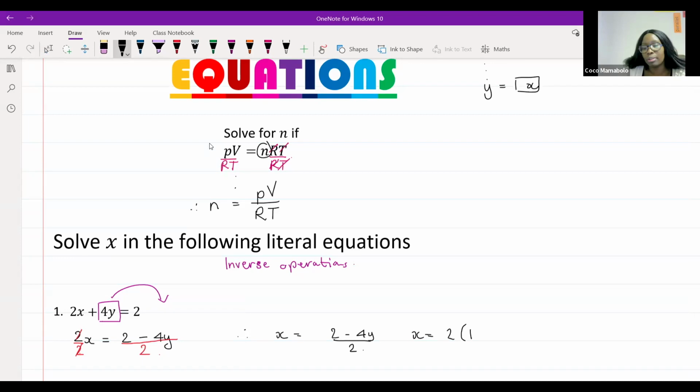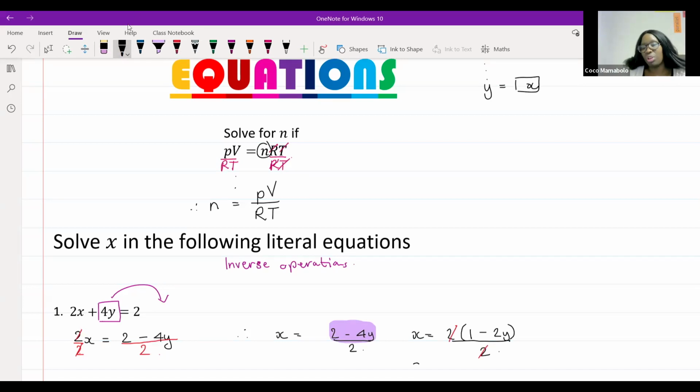1 and negative 4. Or 1 minus 4. If I take out, remember, I'm factorizing. What's my common factor? 2. Yes, 1 minus 2y over 2. And then those two things will cancel. So x is actually equal to 1 minus 2y.